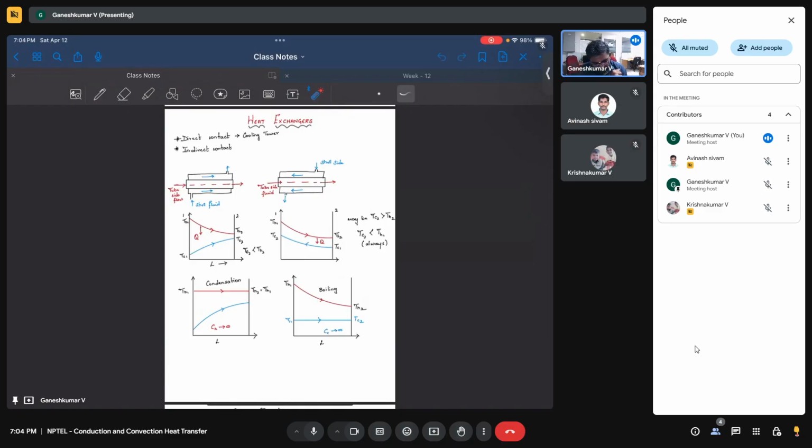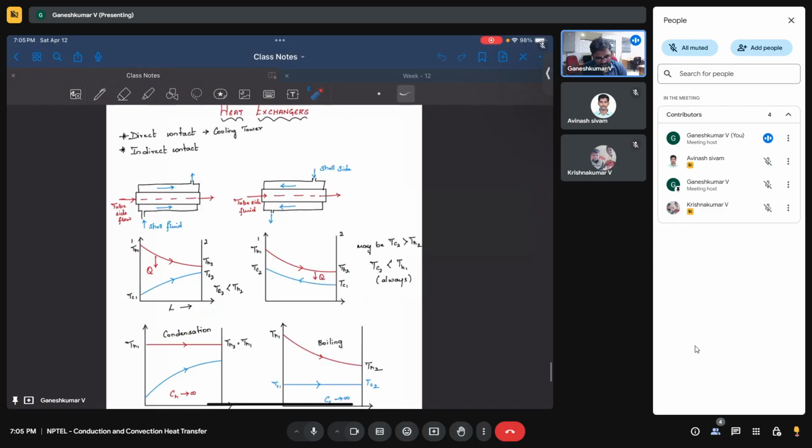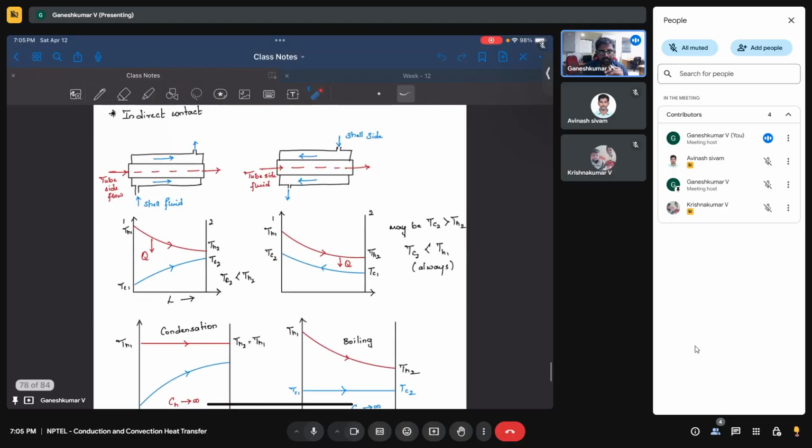Initially we started with two kinds of heat exchangers that are available in any process industry: direct contact heat exchangers and indirect contact heat exchangers. In this course, we mostly dealt with indirect contact heat exchangers. We didn't study cooling towers or other direct contact heat exchangers. So we will stick to indirect contact heat exchangers for this course. So what does it mean?